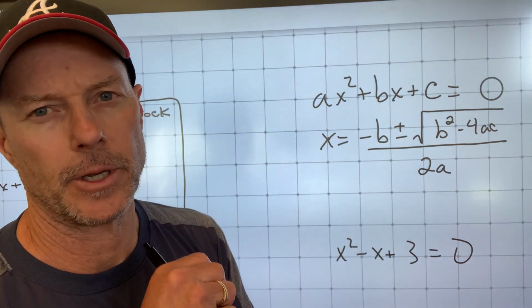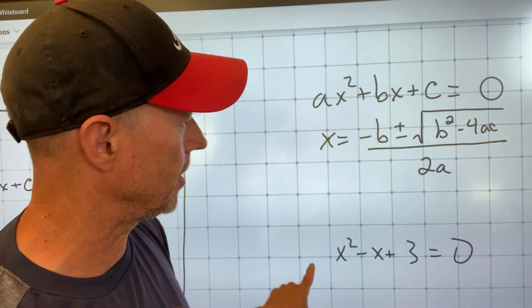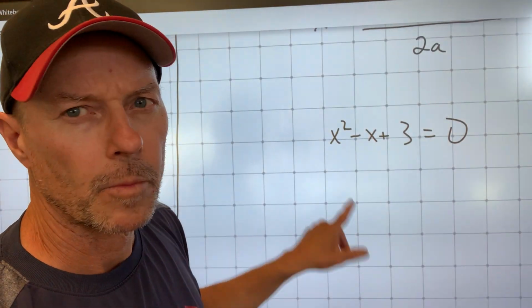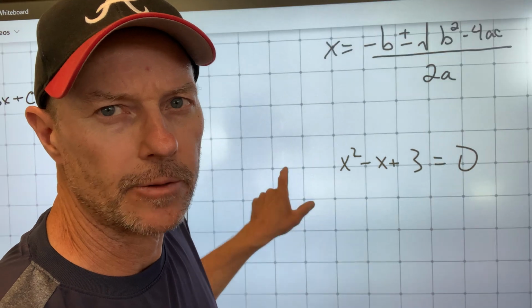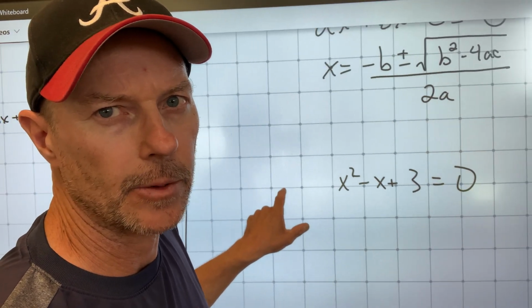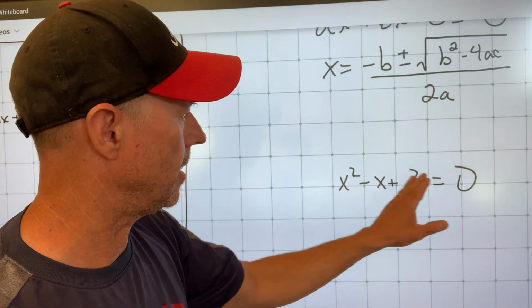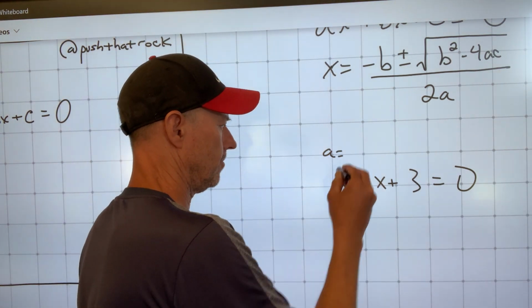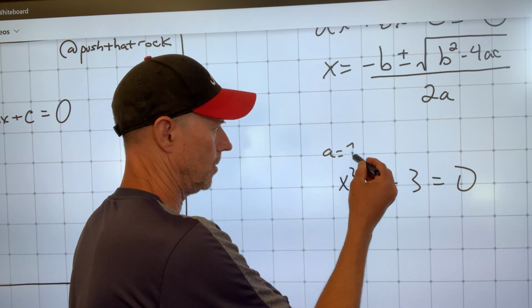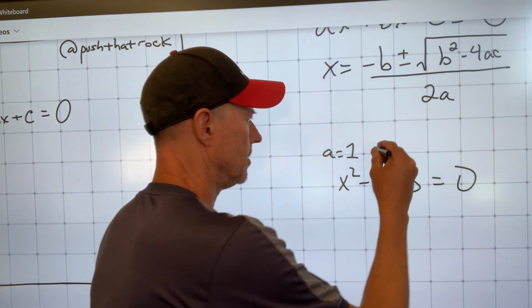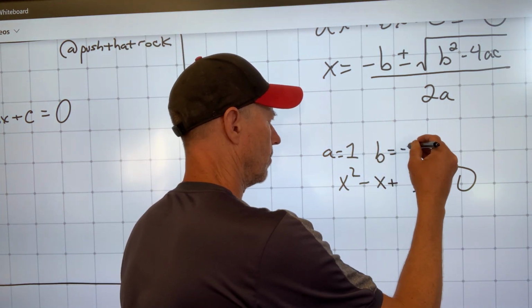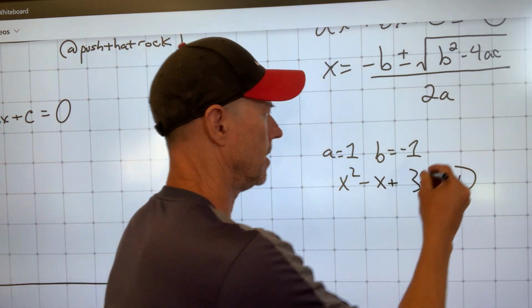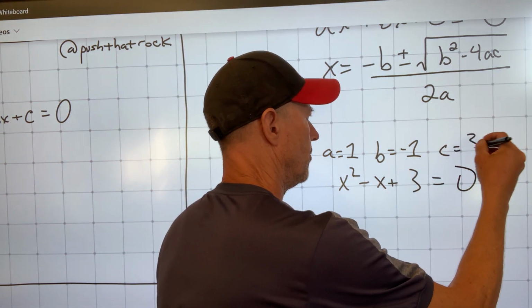Let's use that formula to solve this equation here. We want to see the formula while we plug in. We're going to need to identify a, b, and c. So a is the leading coefficient, which is the number in front, 1. b is -1, and c is the constant, 3.